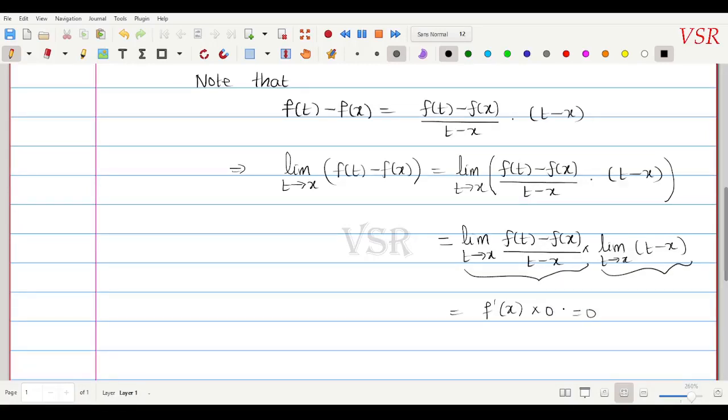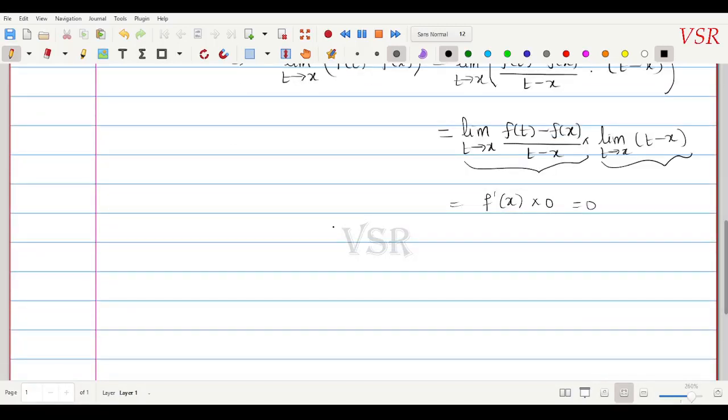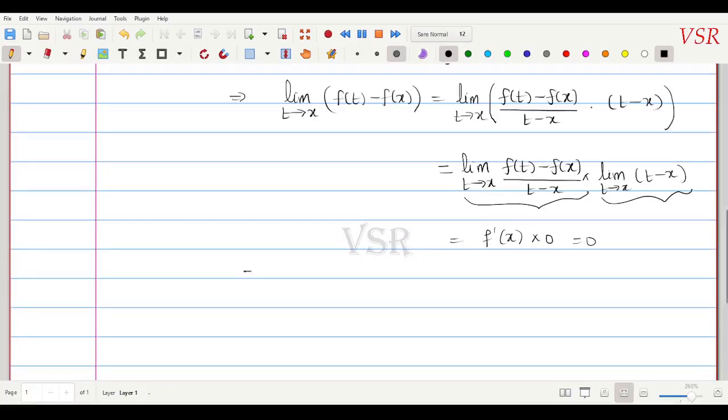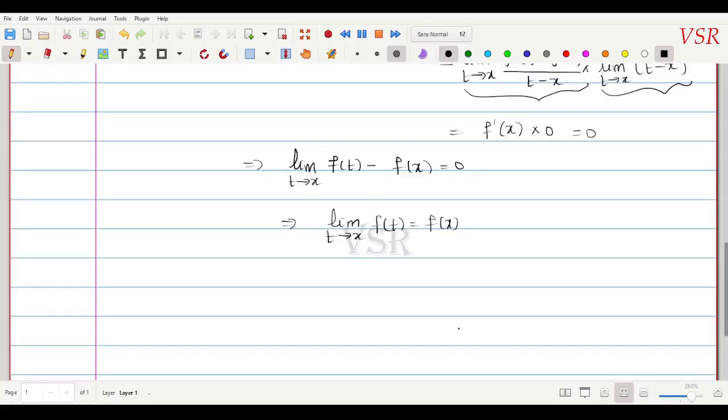அப்போ what we are having is therefore this implies that limit t tending to x, f of t minus f of x is a constant. Okay, இங்க வந்து t மட்டும் தான் வேரியபிள், அப்போ இதை தனியா எழுதிக்கலாம். Okay, f of x which is equal to 0. So this implies that limit t tending to x f of t which is equal to f of x. அப்படின்னா அர்த்தம் this implies that f is continuous at point.